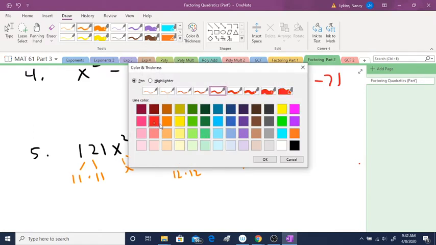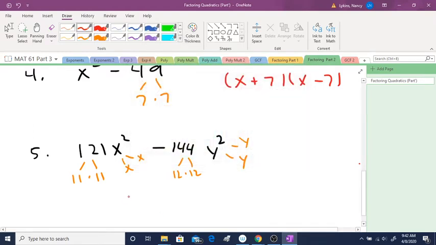So what we need to do is come up with a good factor. Well, they have 11 and 11, because 11 times 11 gives me 121. We have an x times this x gives me x squared. Now, since this is a minus sign, one's going to be plus, one's going to be minus. Now we've got 12 and y. That would be my answer. 11x plus 12y times 11x minus 12y.